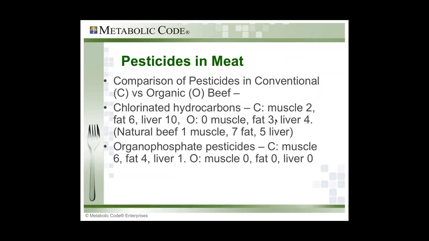So this was a slide that I've reviewed before in other presentations. You see the conventional foods, signified by the C, have much higher numbers of both categories of pesticides that they tested here, chlorinated hydrocarbons and organophosphate pesticides, compared to the organic versions, which had no organophosphate pesticides and much lower chlorinated hydrocarbons than the conventionally raised. So these are just the references.